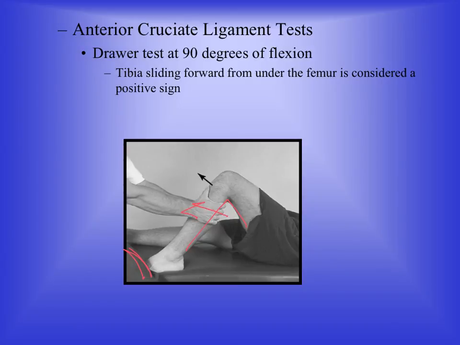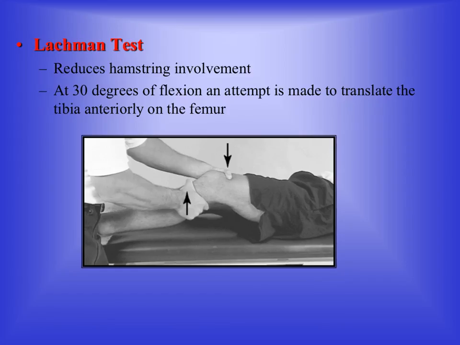And a positive anterior drawer test would be one where the tibia slides forward, or slides anterior. We can see this in a video, and normally in class I would show what that looks like. But we can imagine that as that clinician is pulling that tibia forward, it just keeps going and going and going. The Lachman's test is the gold standard for ruling in an ACL injury. In fact, I don't really ever use an anterior drawer test.